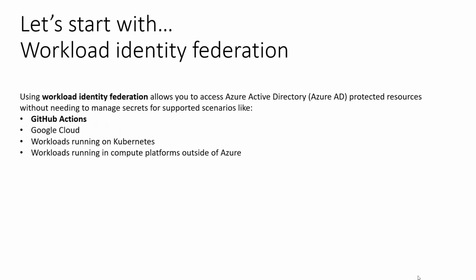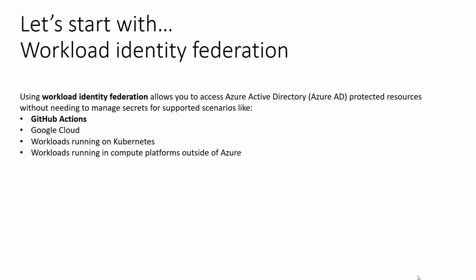And saying that, there is another new solution which is in preview at the moment of recording this video. So, Workload Identity Federation. Using Workload Identity Federation allows you to access Azure Active Directory protected resources without needing to manage secrets for supported scenarios like GitHub Actions, Google Cloud, workloads running on Kubernetes, workloads running in compute platforms outside of the Microsoft Azure cloud.